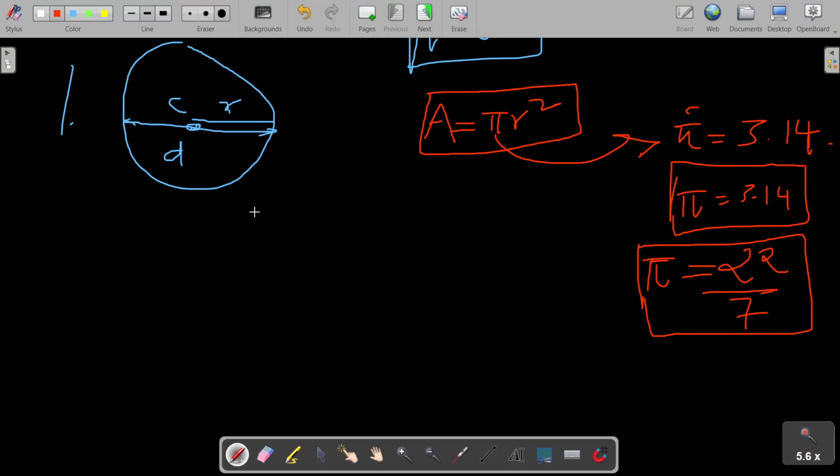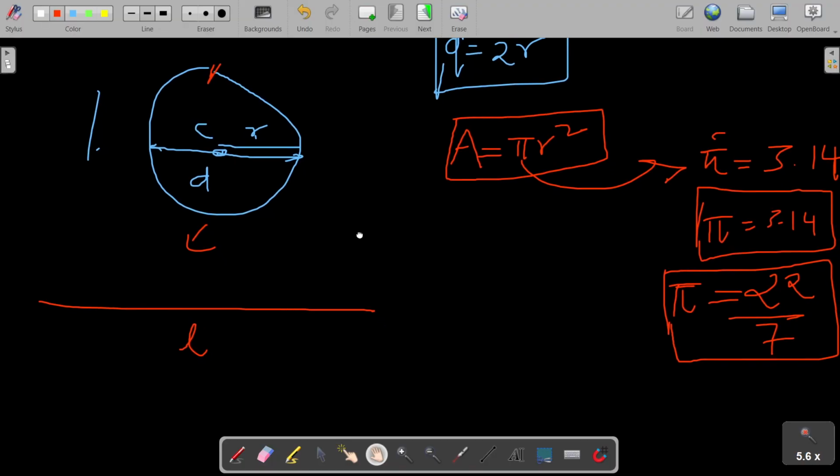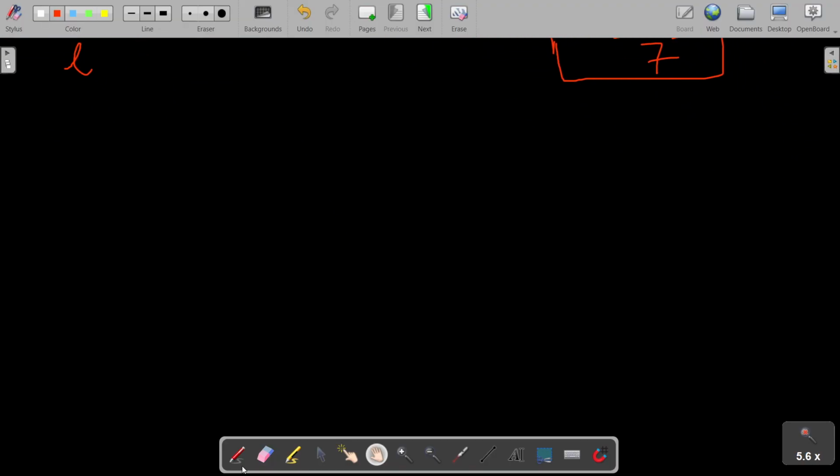Okay. So one more thing I want to talk about is the length of this circle. If I cut the circle here and make it like a straight thread, let's call the length of the thread L. So how can we find the length of this thread? Okay, let me teach you a concept.